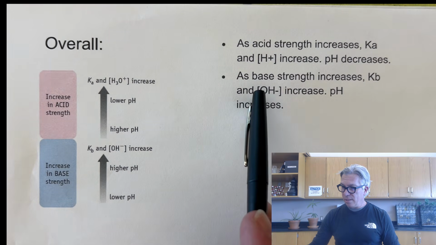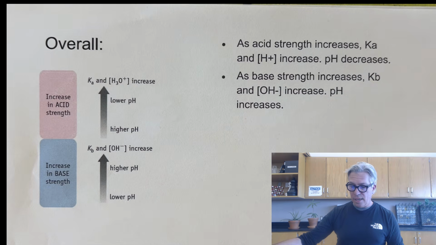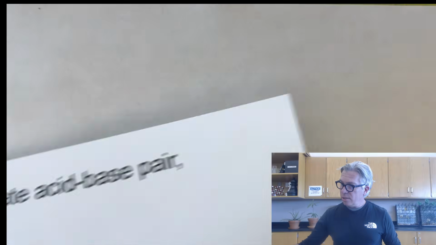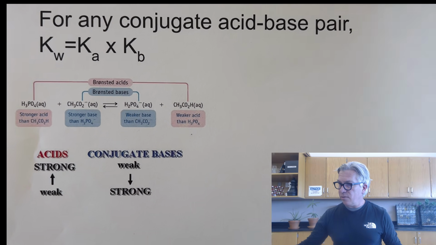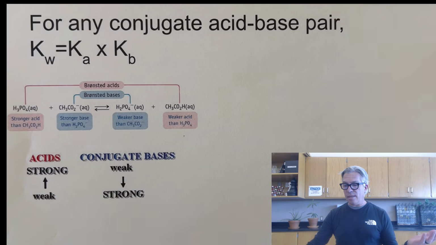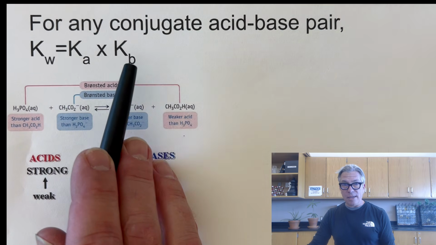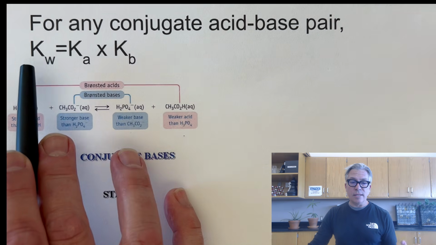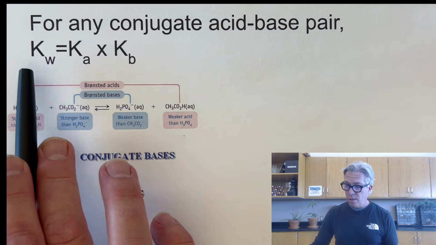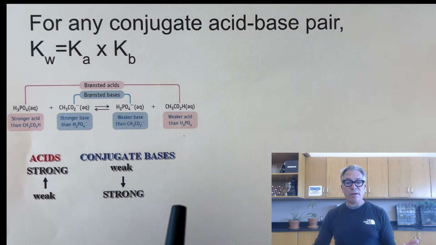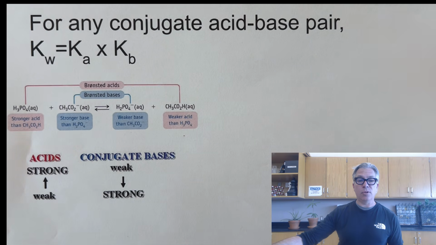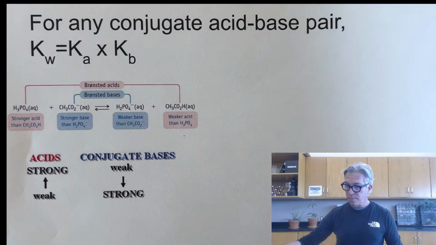And the opposite is true. As base strength increases, Kb and OH minus increase, pH increases as well. And I'm just throwing in some tools that we use. You'll be given these types of things if you ever need them. But again, be reminded that the Ka for an acid times the Kb for its conjugate base will always equal Kw for water at that temperature, which we learned at 25 degrees Celsius is 1 times 10 to the minus 14th. So plan on using that one.